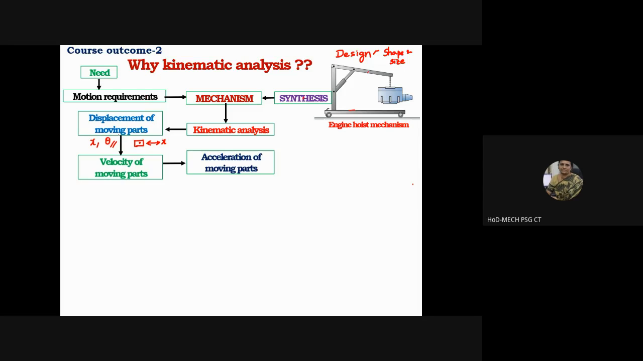Okay. And then when it comes to velocity, it could be linear velocity x dot, dx by dt, rate of change of linear displacement with respect to time. x dot is nothing but the rate of change of displacement, x being the displacement. If it is angular or circular motion, it will be theta dot or omega, which is d theta by dt. This is linear velocity. What is this omega? Angular velocity. And what will be the units?